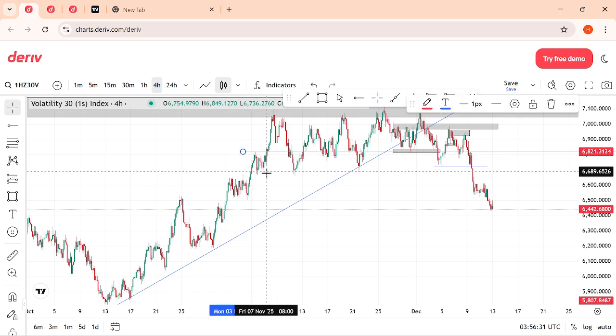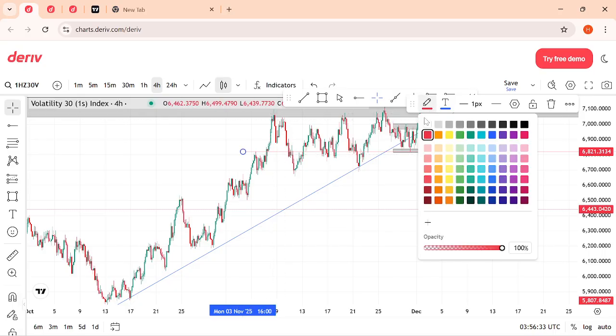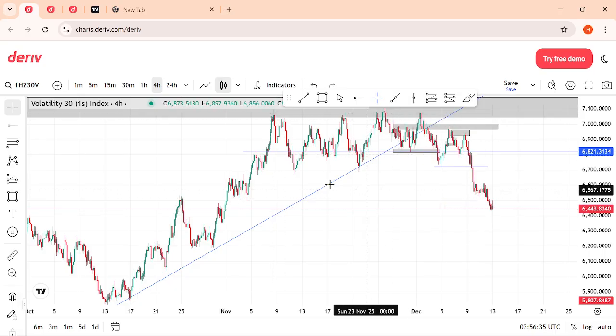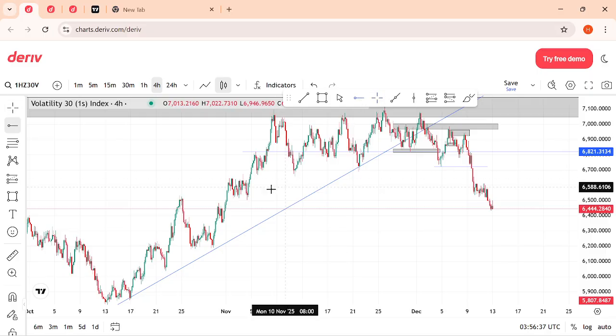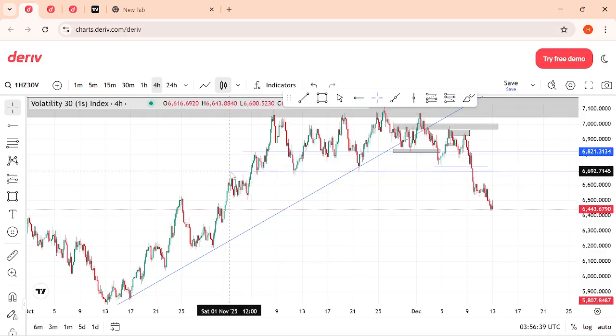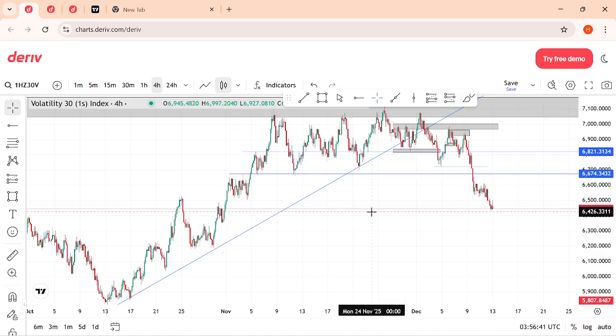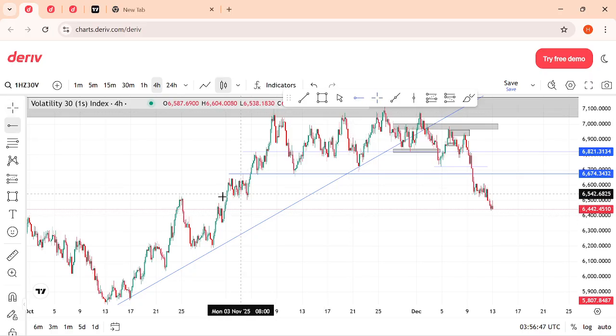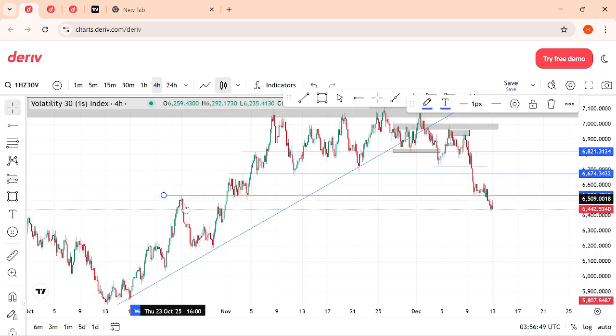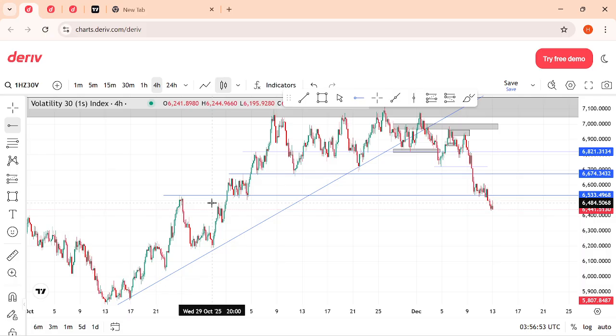So we have this level which is 1. I would like to put this color back to blue. So we have this level which is 1. We have this resistance level again which is 2. Now all these resistance levels are points where we expect price to get into and possibly give us a rejection from those areas. We have this level again which is 1. We have this point. We have this point.